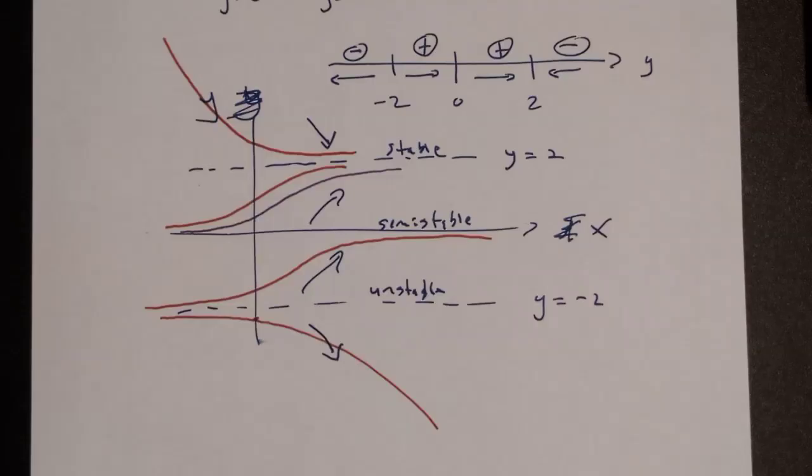We got 2.15. 2.115? Put the book over here. 15 says sketch isoclines.